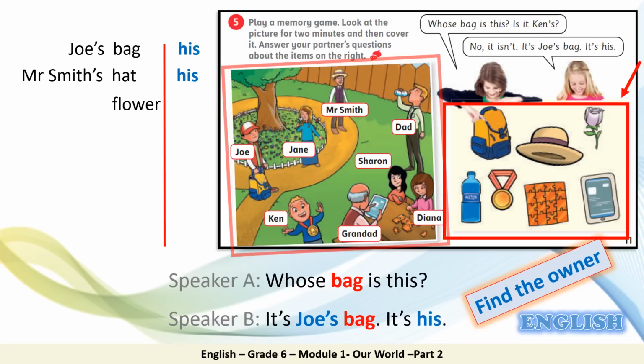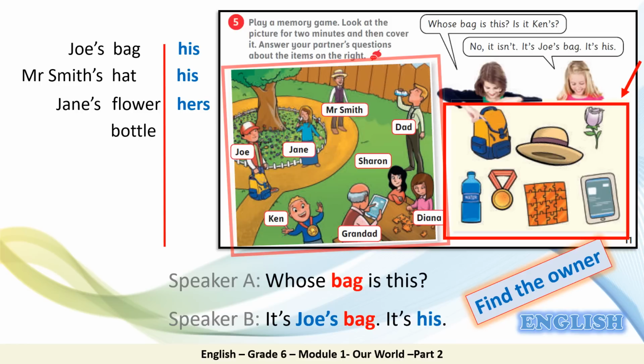Next item, the flower. Whose flower is this? The answer? It's Jane's flower. Jane's flower. Good job. It's hers, because Jane is a girl or a female, but Joe is a boy or a male.